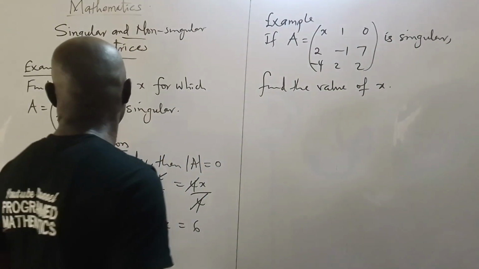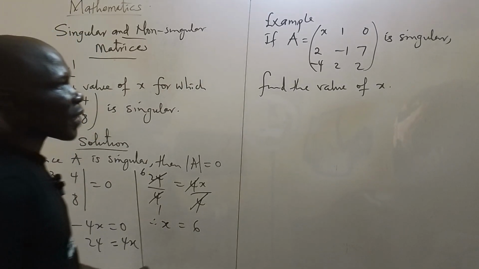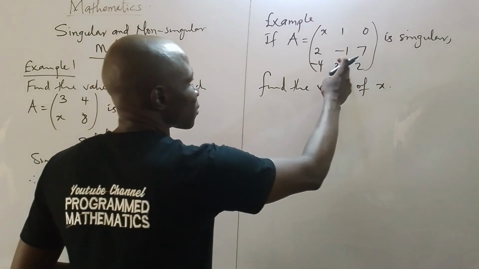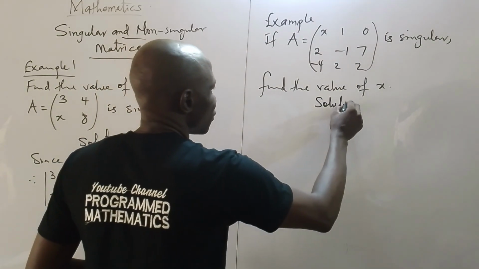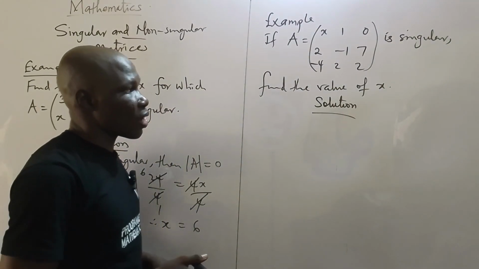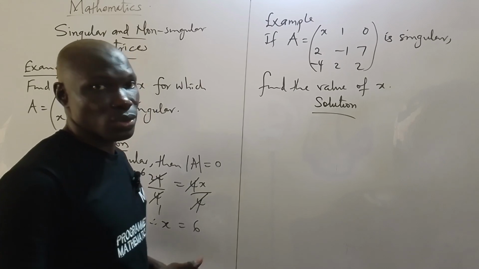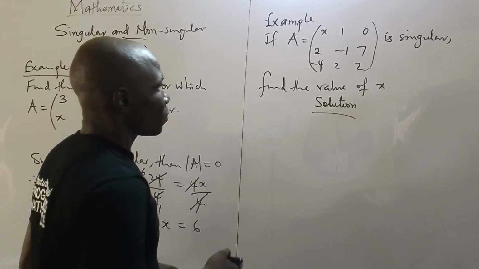It's so similar to the first one as well, but in this case just 3 by 3. So if matrix A, which is this, is singular, find the value of x. So let's see the solution to this. You can as well pause this video and try the question on your own. When you are done, compare your answer with mine.